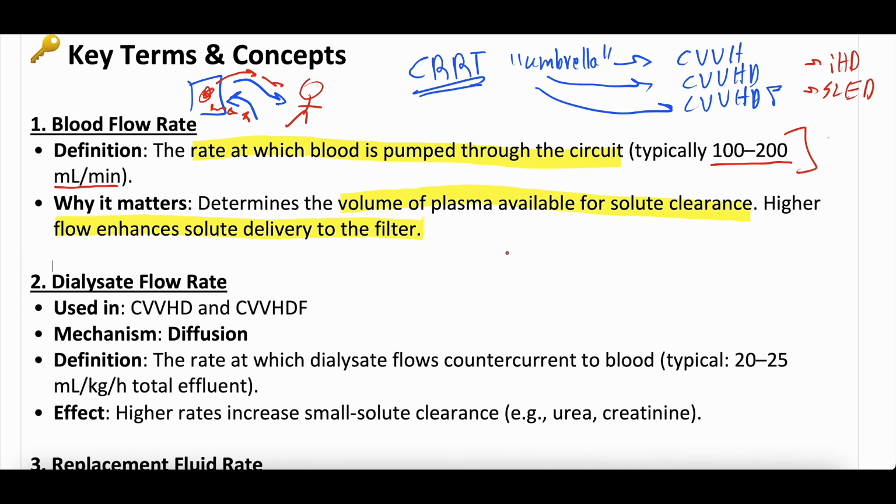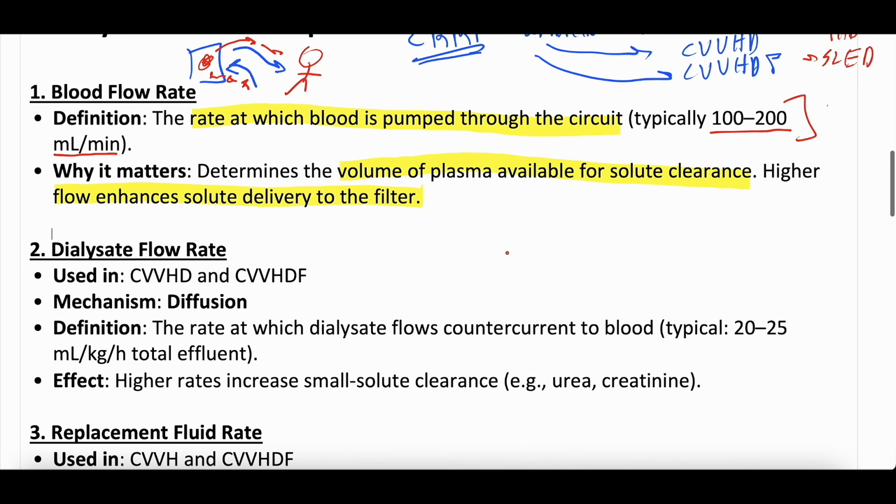Okay, dialysate flow rate. Dialysate is used in two different modalities. If we talk about CVVH, CVVHD, and CVVHDF, can you all guess which two of these use dialysate?